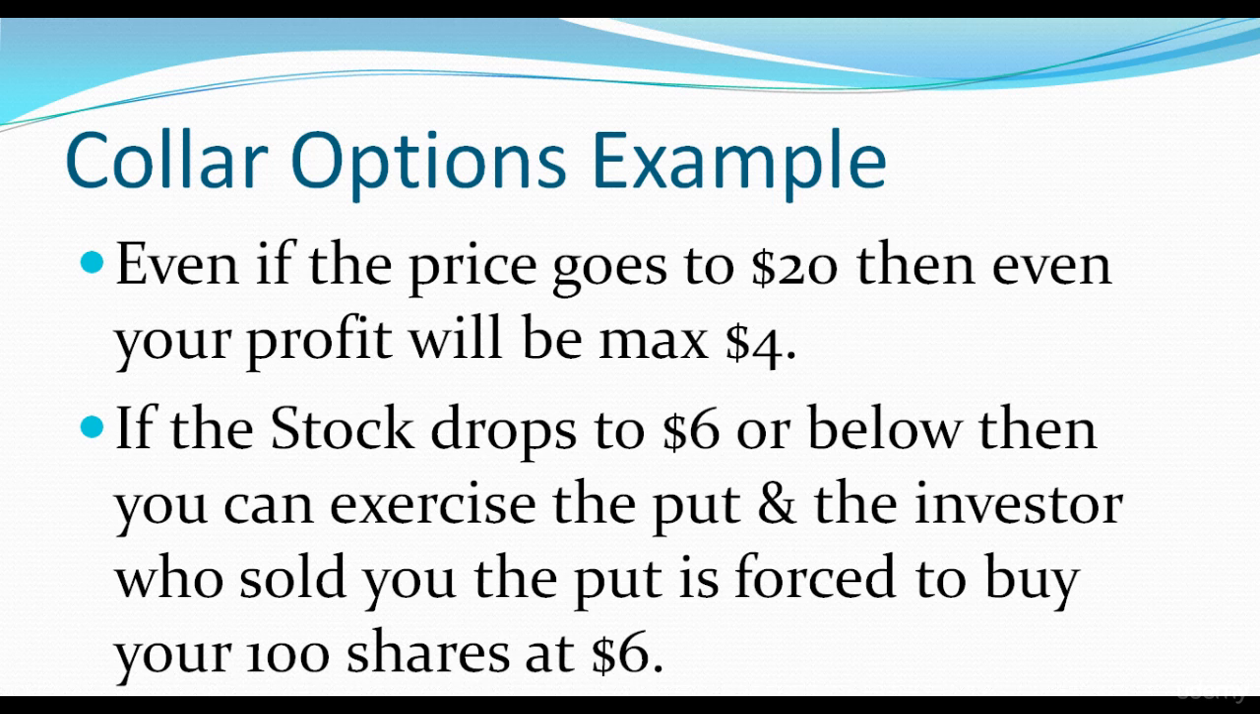And the investor who sold you the put is forced to buy your 100 shares at $6. So basically the collar is constructed by using the strengths of options. The strength of an option is that if someone has sold you the put, he needs to buy your 100 shares at the strike price of the put. So basically, you have peace of mind that if it falls lower, you can simply sell it. And that's the number one reason why hedge funds, mutual funds, and high net worth clients use these option strategies.